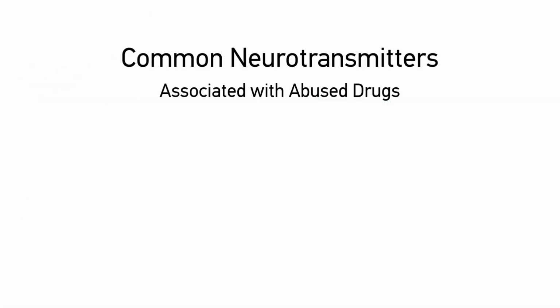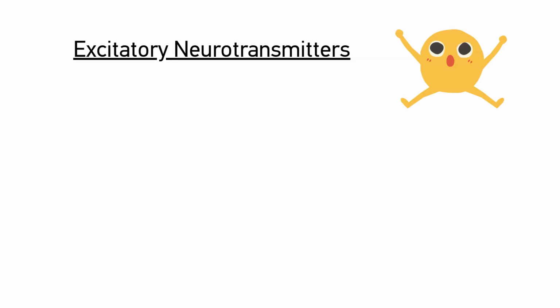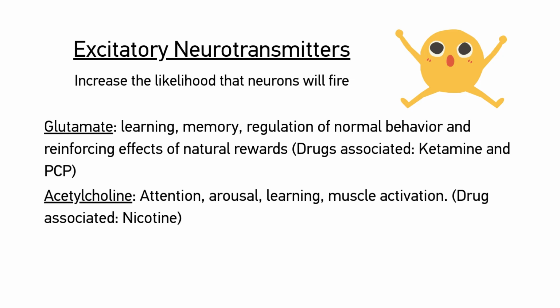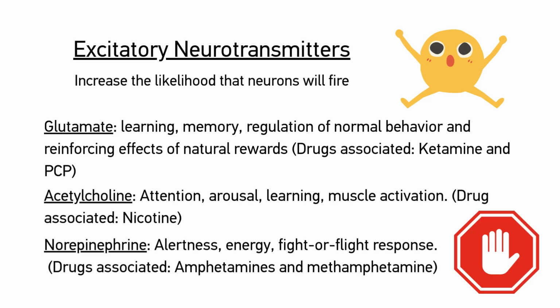We are going to review the common neurotransmitters associated with abused drugs. They will be categorized in 3 types: excitatory, inhibitory, and modulatory. So first, let's talk about our excitatory neurotransmitters. These are the ones that increase the likelihood that neurons will fire. You have glutamate, acetylcholine, and norepinephrine. Please pause this video so you can review the details.